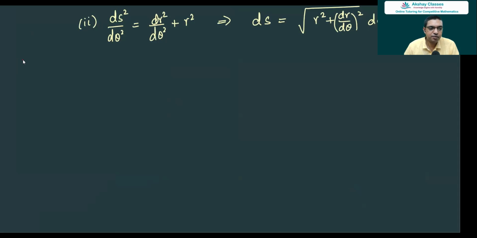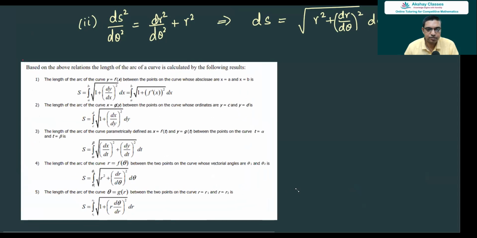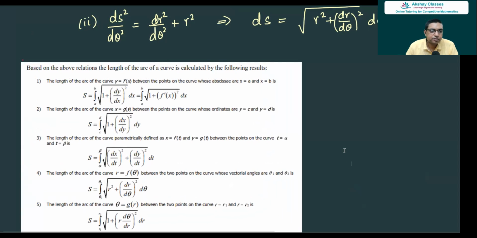So based on the above relations, the length of the arc of a curve is calculated as follows. Very simple. The length of the arc of a curve y equal to f of x between 2 points on the curve whose abscissae are x equal to a and x equal to b. So we are integrating with respect to x, so our ds should be in terms of dx.